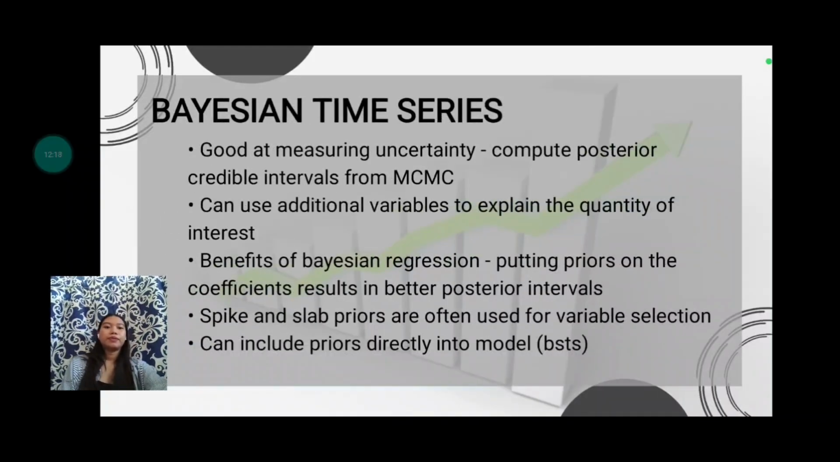Bayesian time series is good at measuring uncertainty. We compute posterior credible intervals from MCMC. Can we use additional variables to help predict the quantity of interest? The benefit of Bayesian regression is that putting a prior on the coefficients can result in better posterior intervals. Spike and slab priors are often used for variable selection, and we can include priors directly into the model, like in STS. So Bayesian models add uncertainty and use prior knowledge.